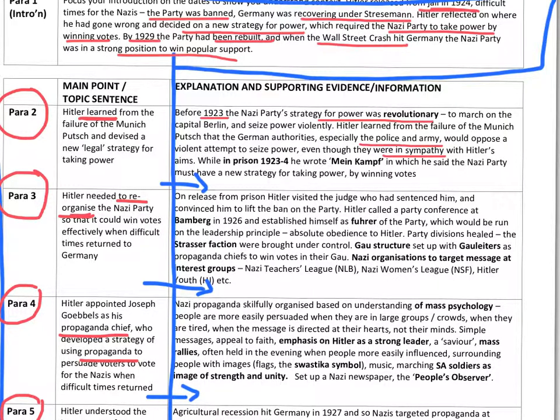They agreed that like Hitler, they did not like the government in Berlin, but they would oppose a violent attempt to seize power. They would work with Hitler if he followed a legal method to power. For example, the judge who sent Hitler to jail gave him a lenient sentence. Hitler picked up those signals that people in authority would help him as long as he followed a legal route. And while in prison he wrote Mein Kampf, and of course that's where he laid out that new strategy for taking power, which would be taking power by winning votes.